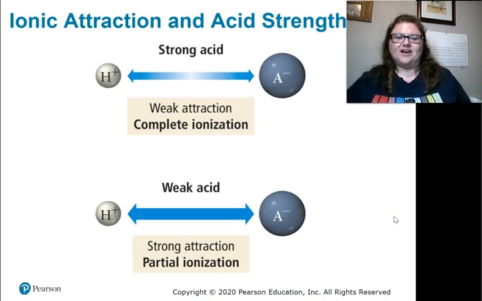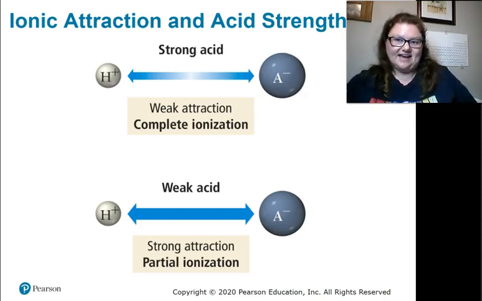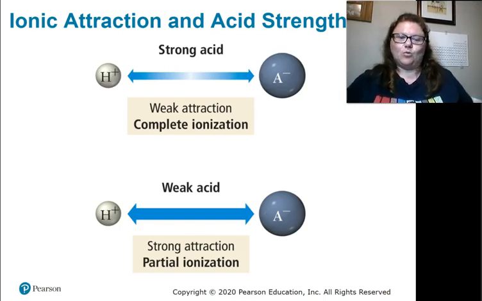Okay, so again, a picture, visual learners. Strong acids are when we have a weak attraction and that hydrogen is easily pulled off of the anion, and we call that complete ionization. They've all become ions. A weak acid at the bottom has a stronger attraction, so the hydrogen is not easily pulled away from the anion. And so only part of the molecule is ionized. Some remain intact as an acid. And so that's a weak acid.